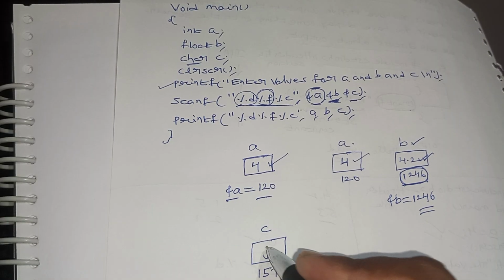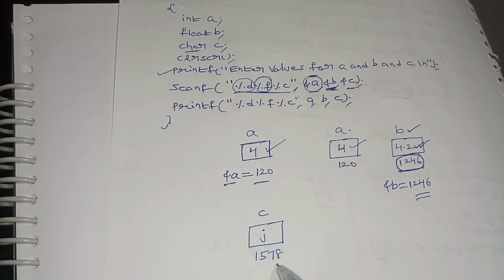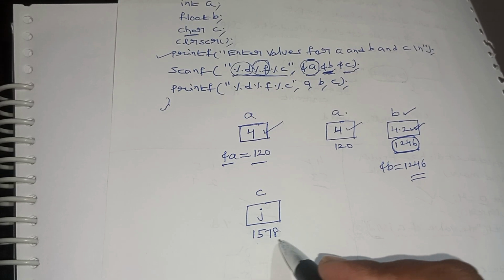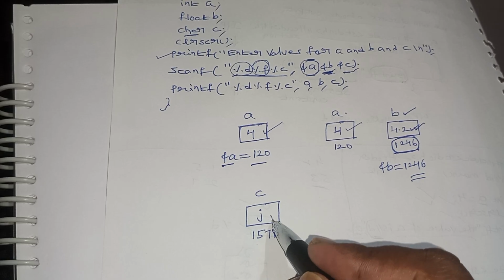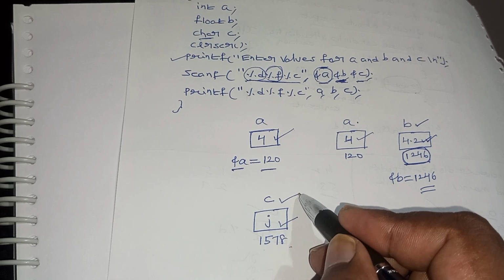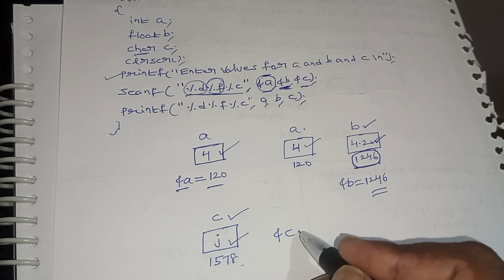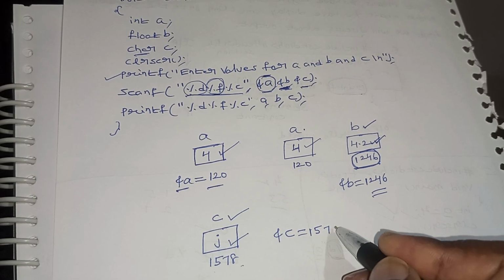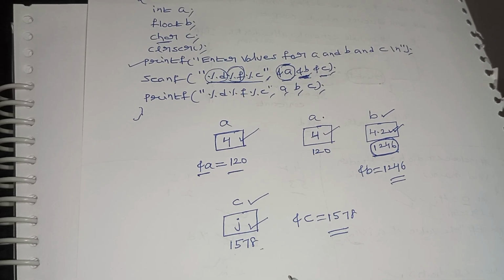So if you take j, it means in the location 1578, in the address 1578, I am storing the character constant j. So this is the variable name c. Now what is &c? It is 1578. That is the meaning. That is the purpose of the scanf.